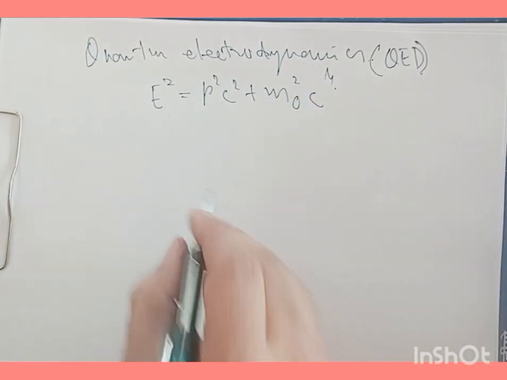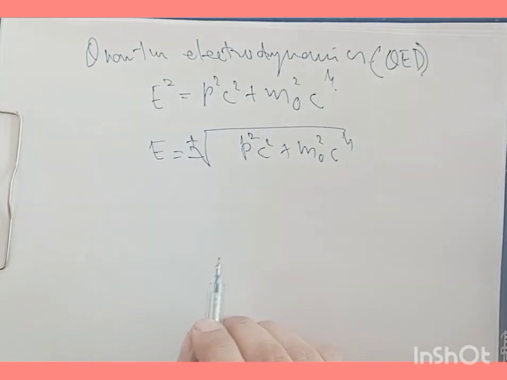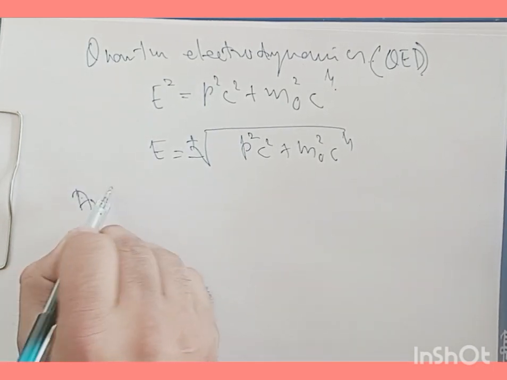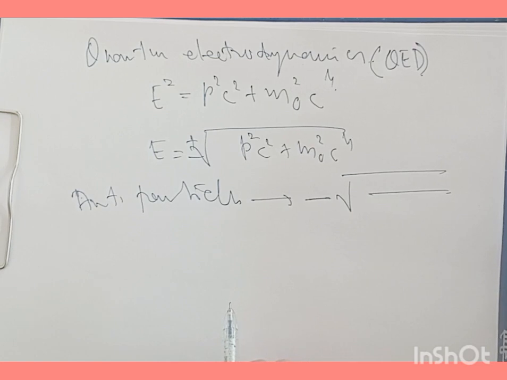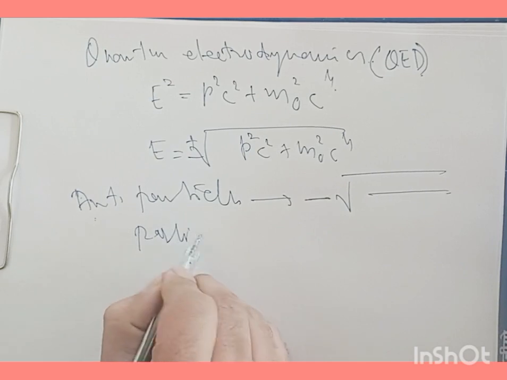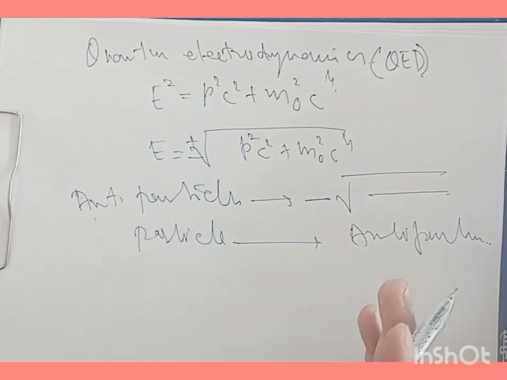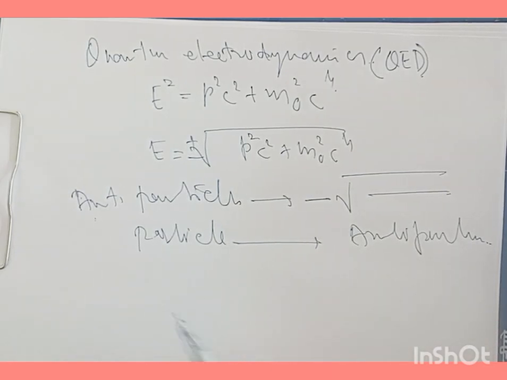Now, this equation has two solutions, because if we write down E, it's the square root of P square C square plus m naught square C to the power of 4, plus or minus. So Dirac introduced the concept of antiparticles corresponding to the negative root of energy, the negative energy solution. He postulated that for each particle there corresponds an antiparticle, having the same mass as the particle but opposite electric charge. This is what Dirac postulated.